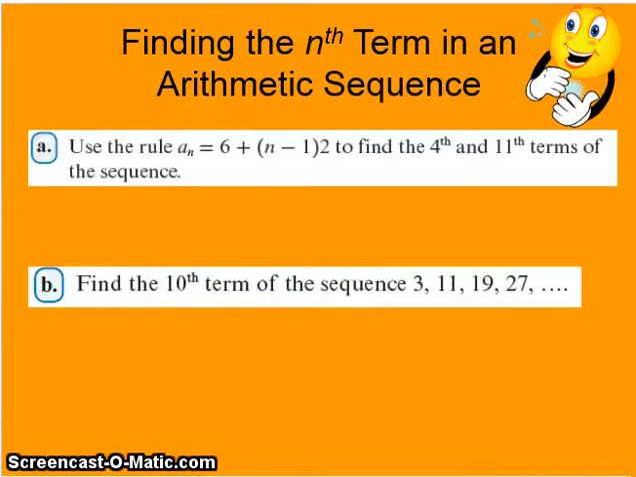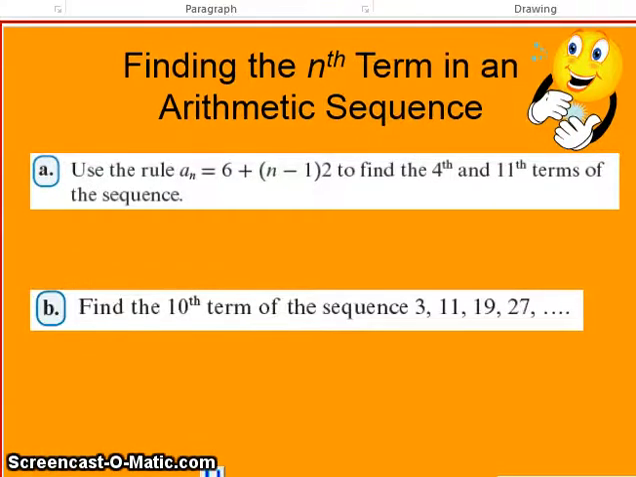Now these examples need to be in your notebook. We're going to use that rule to find nth terms here. Example A says use the rule a sub n equals 6 plus n minus 1 times 2 to find the 4th and 11th terms of the sequence. Now this says a sub n equals 6, that would be the first term, plus n minus 1, so n is the term we're looking for, times 2, which is the common difference.